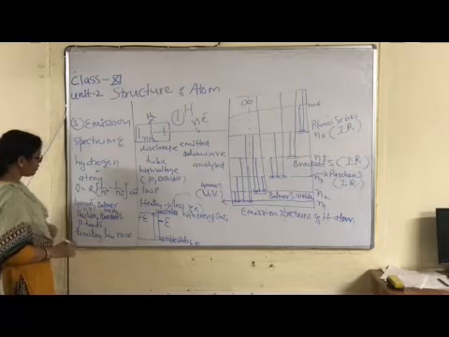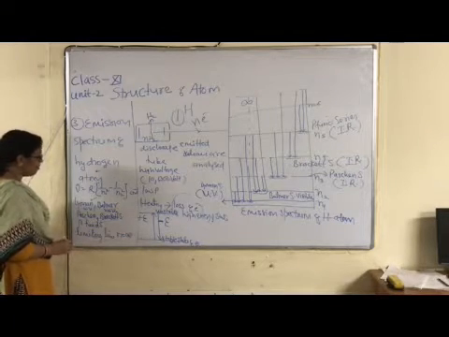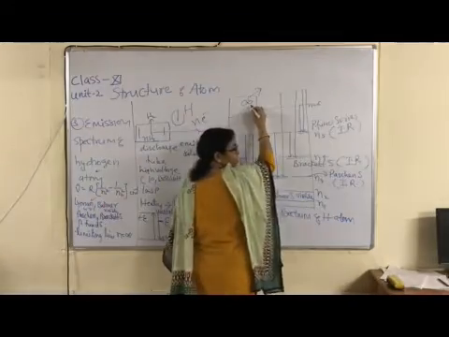Okay, what is the value of the limiting line for each series? The value of the energy level for the limiting line is always infinite.